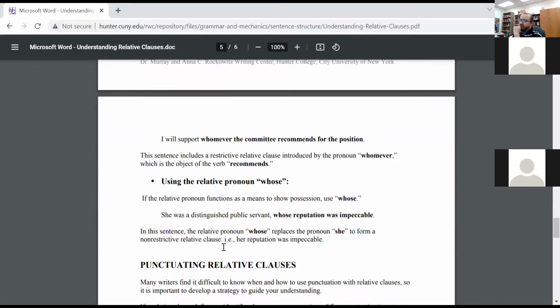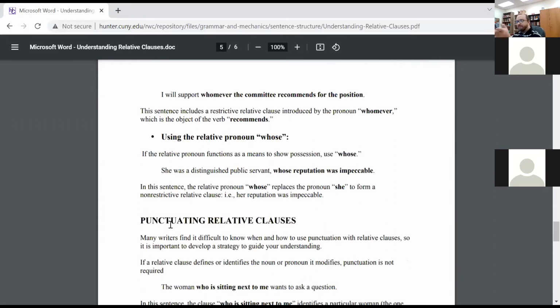And then, just as always, just like how we were talking last week with words like it's, IT apostrophe S, or theirs, anytime you have a possessive, "She was this distinguished public servant whose reputation was impeccable." Anytime you use possession, you would use the word whose. So again, the difference: when do you use who? When do you use whom? When do you use whose? Whose is used to show possession.